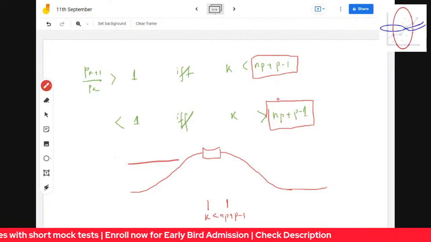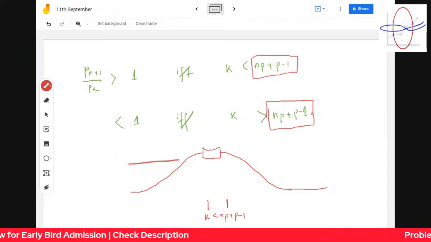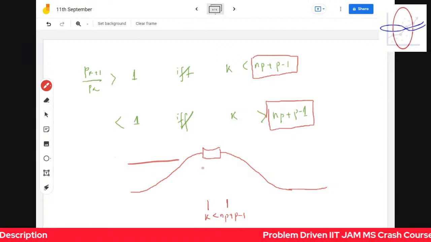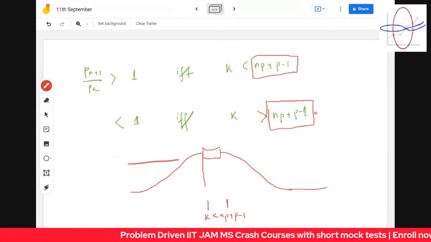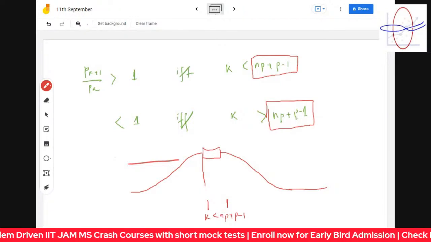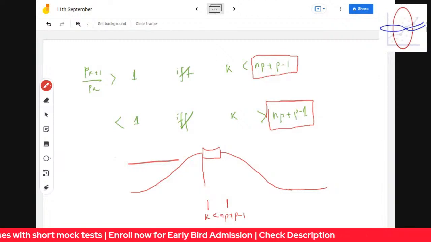So if np plus p minus 1 is an integer, then k is equal to that value. If it's not an integer, then you have to check what happens at the integer just before that and at the integer just after that, and compare those. Then find out which of them will be maximum. And that is the basic idea.